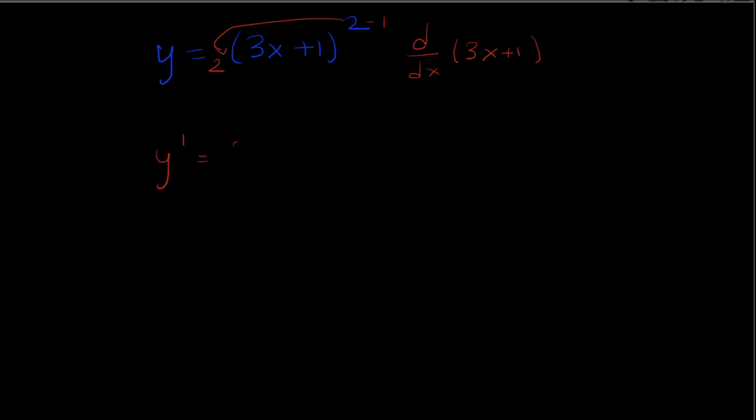So that's going to be 2 times the quantity 3x plus 1 to the first, and then the derivative of 3x plus 1 is just 3. So then 2 times 3 is going to be 6, and that's going to be times 3x plus 1. We can distribute out the 6, the 3x, and 1 to get 18x plus 6. And that's the derivative.